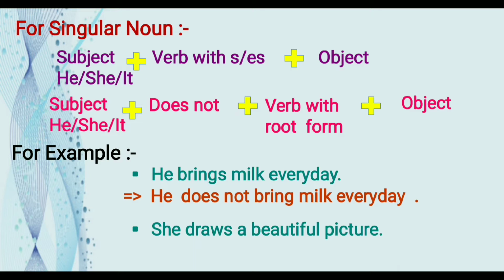Let's see another. She draws a beautiful picture. Now you understand how we can make this kind of sentence negative. So what can we do?